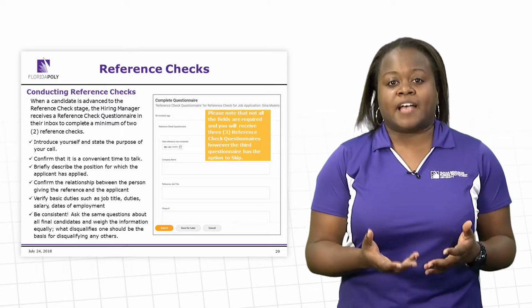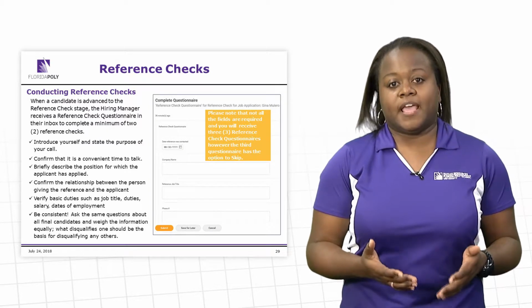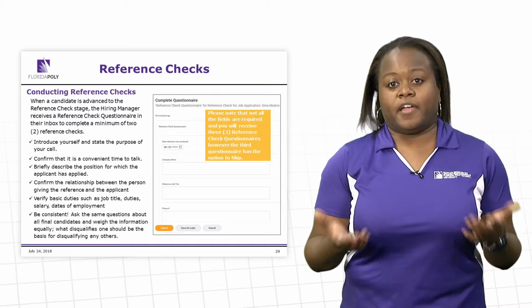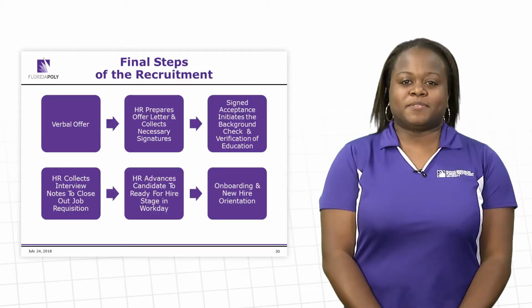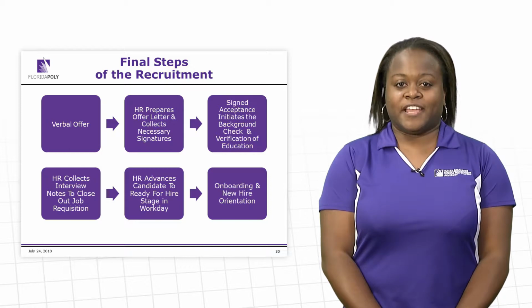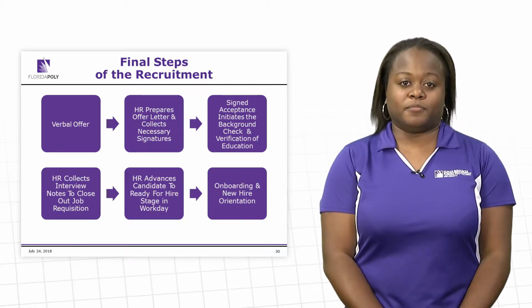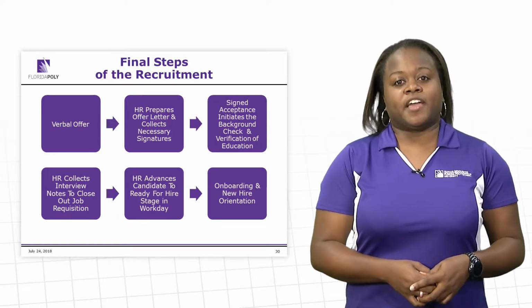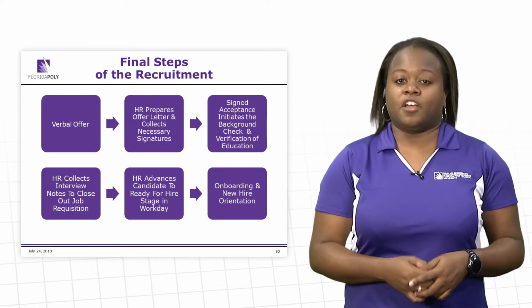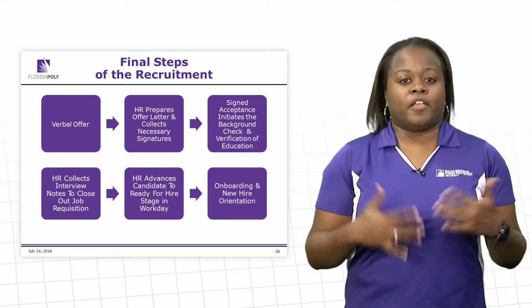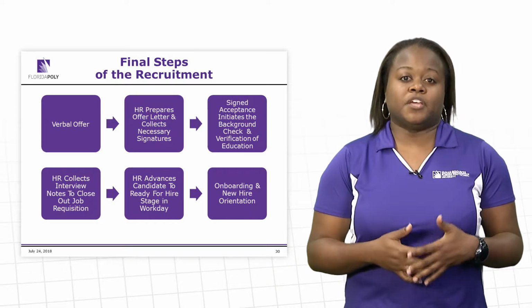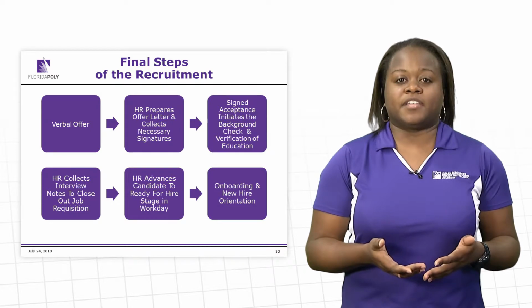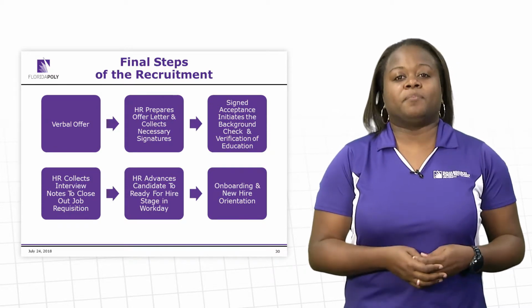Be consistent. Ask the same questions about all candidates and weigh the information equally. What disqualifies one should be the basis for disqualifying any others. The final steps of the recruitment are the verbal offer where the start date and hiring dollar amount are confirmed, HR preparing the offer letter and collecting the necessary signatures, the background check and verification of education that the candidate stated on their application, HR collecting all interview notes and reference check forms to close out the job requisition, HR advancing the final candidate to the ready for hire stage in the candidate pipeline, and your new employee's onboarding and new hire orientation.